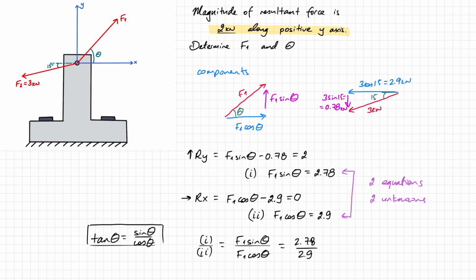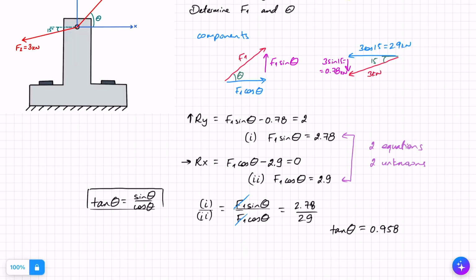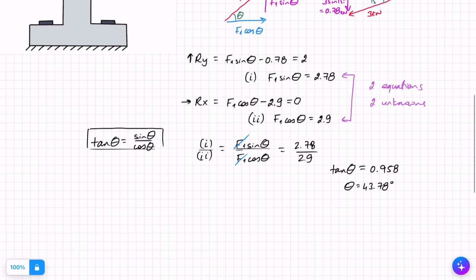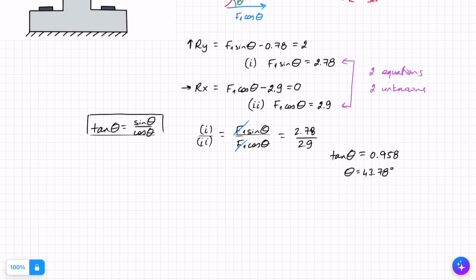If I do that, I can see that F1 gets divided with F1. I'm left with sine theta over cos theta on this side, which, as we said before, is tan theta, and on the other side I've got 2.78 divided by 2.9, which is 0.958. And if I do inverse tan on my calculator, I get that theta is 43.78 degrees. Now that I know theta, I can go to either one of my equations, 1 or 2, plug that in and get what F1 is.